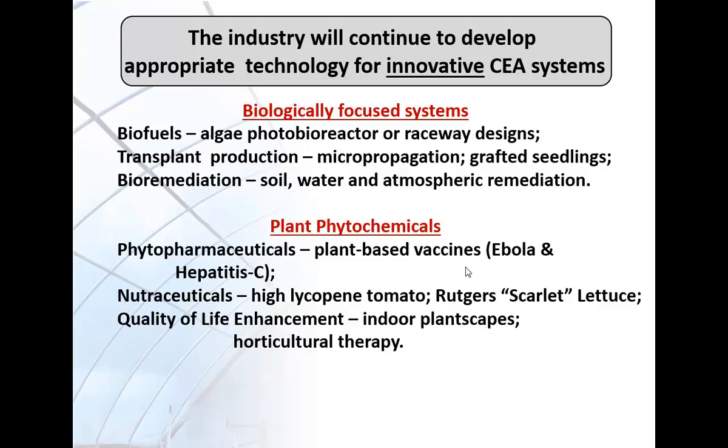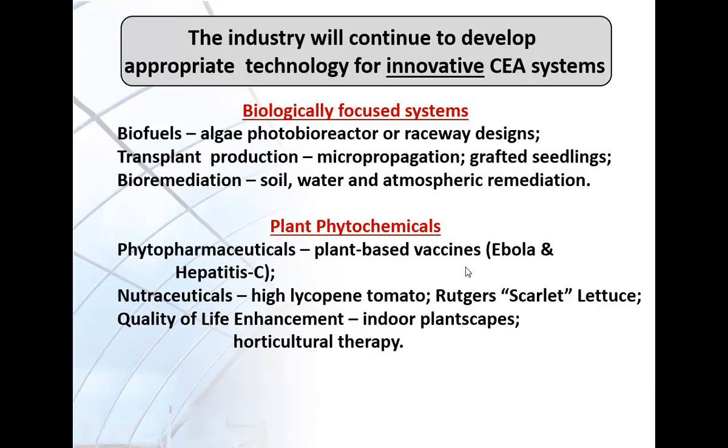Bioremediation of soil, water, and atmosphere, using plants with their natural processes to filter unwanted components from the soil, from the water, from the atmosphere. Bioremediation. These are new innovative systems. Finally, plant phytochemicals, the phytopharmaceuticals for developing plant-based vaccines. Examples for the Ebola virus and hepatitis C virus vaccine.